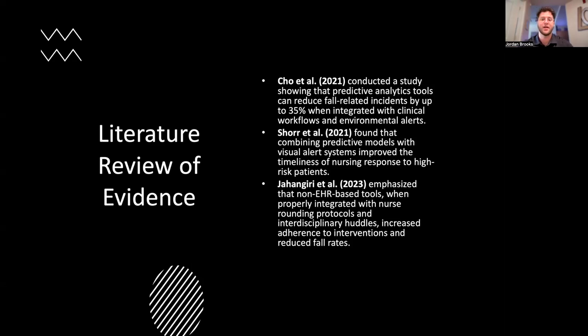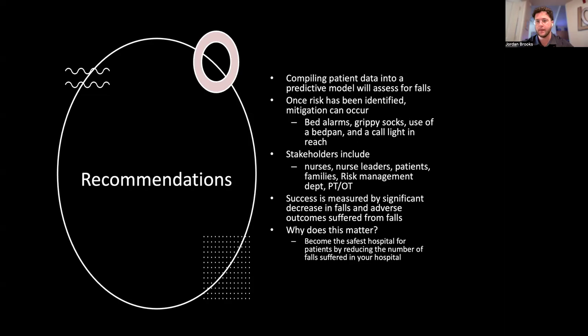And Jahangiri et al. in '23 emphasized that non-EHR-based tools, when properly integrated with nurse rounding protocols and interdisciplinary huddles, increased adherence to interventions and reduced falls. So by making sure that we're talking to the whole health team, we can all work together to help improve patient safety.